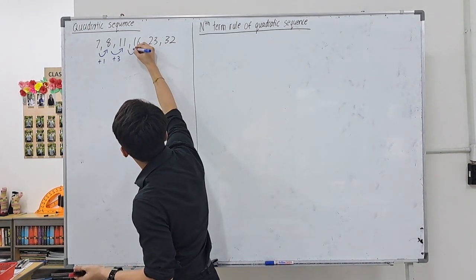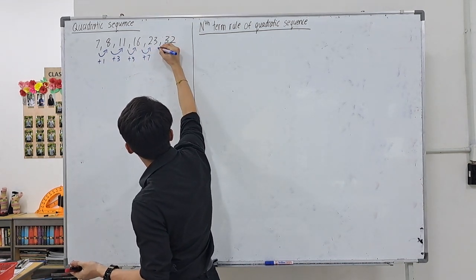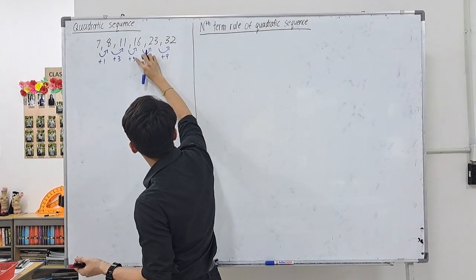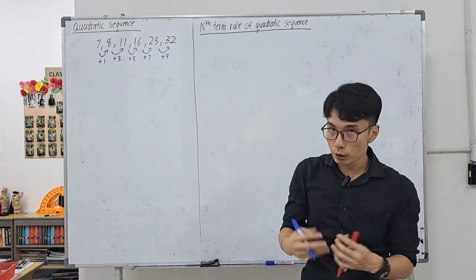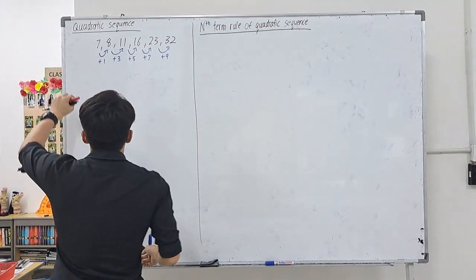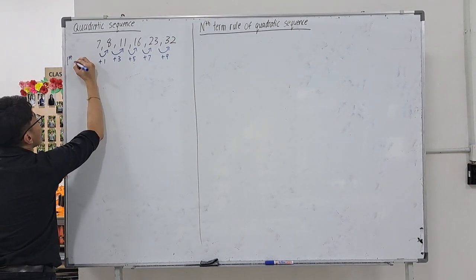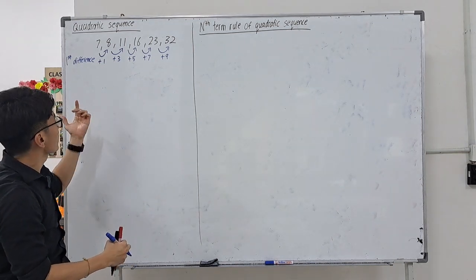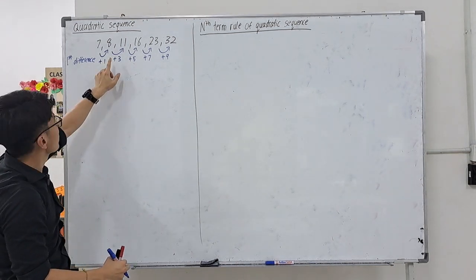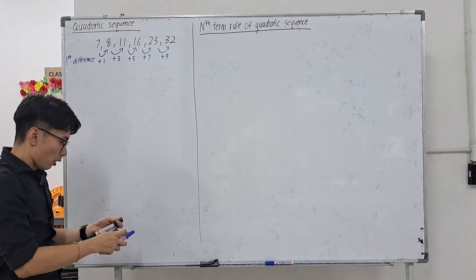Now over here, that's going to be +5, +7, and over here +9. Now we can see over here for the blue marker that the term-to-term rule is different. So for this one, we will call this the first difference, okay? Because how do I get one? It's the difference between these two numbers, right? That's the first difference over here.